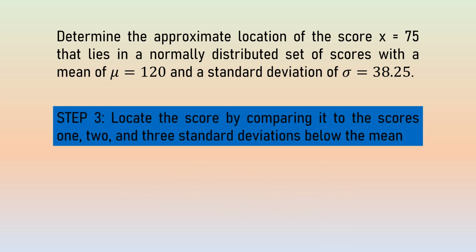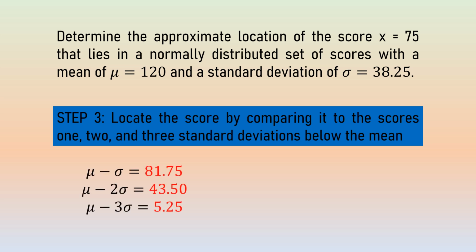Third, we have to locate the score by comparing it to the scores 1, 2, and 3 standard deviations below the mean. So we have these answers from step 2, the values of 1, 2, and 3 standard deviations below the mean, or to the left of the mean, and we are looking for the approximate location of the score x equals 75.